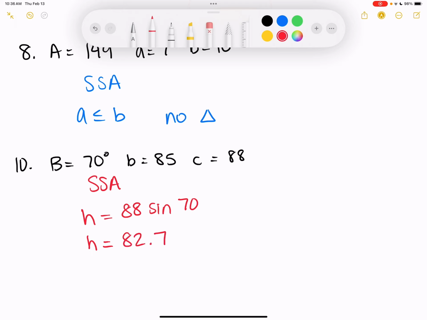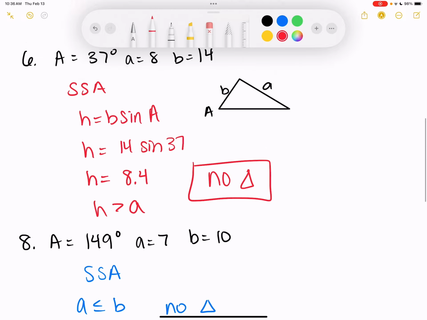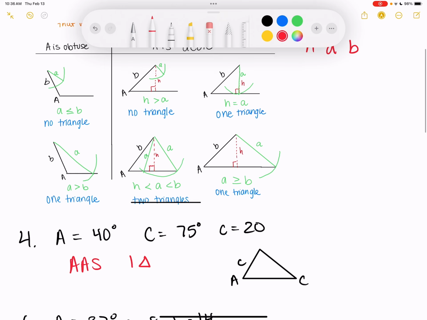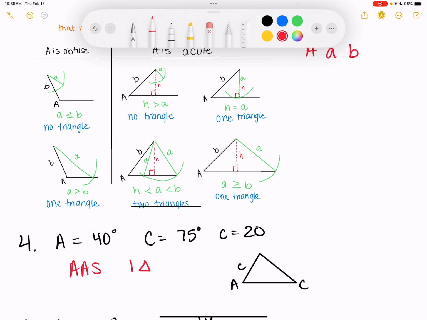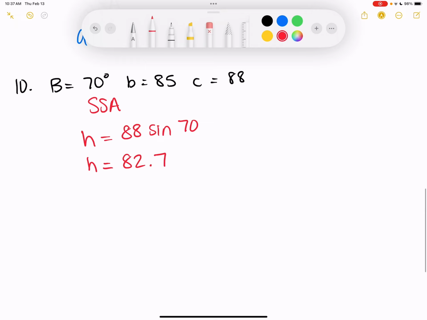All right, so now I'm looking at B compared to H. So H is less than B. So if I go back up here, H is less than B, less than C would be this situation. So how many triangles? 2. So 2 triangles.